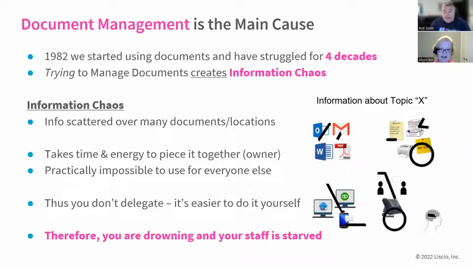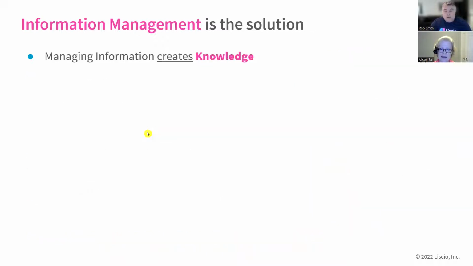Okay. So that is the problem. What's the solution? I told you what the problem is, but I'm going to give you the solution. The solution is information management. Managing information creates knowledge. So if I can somehow take all of that information and convert it into knowledge that Allison can use, then we've got something I can delegate to her. I'm not going to be dealing with it because I can delegate it to somebody else.